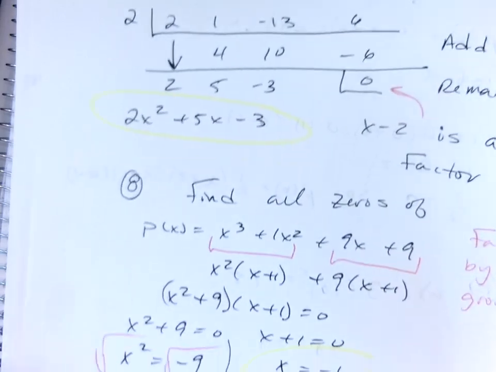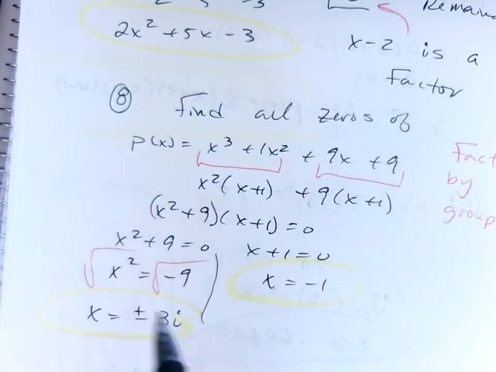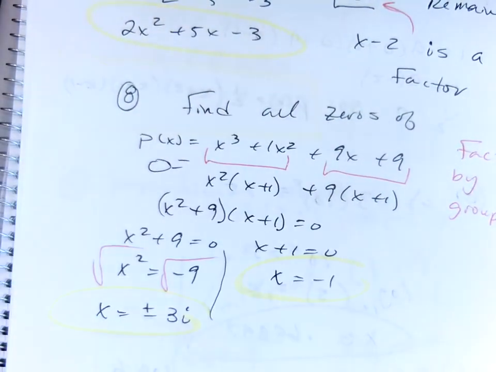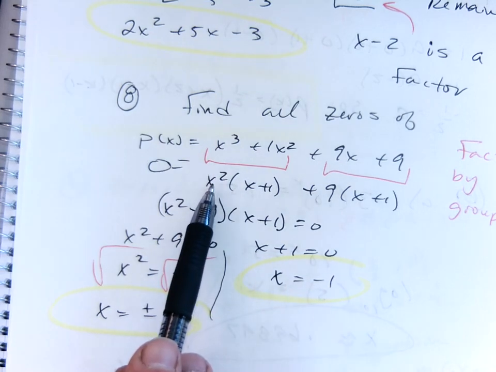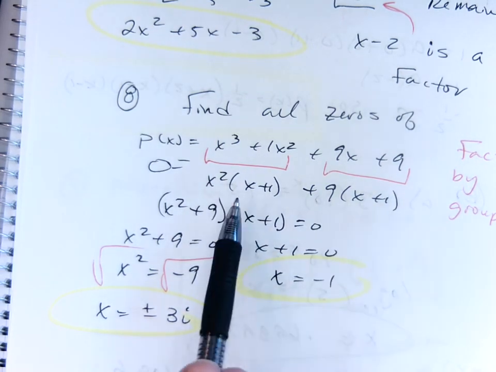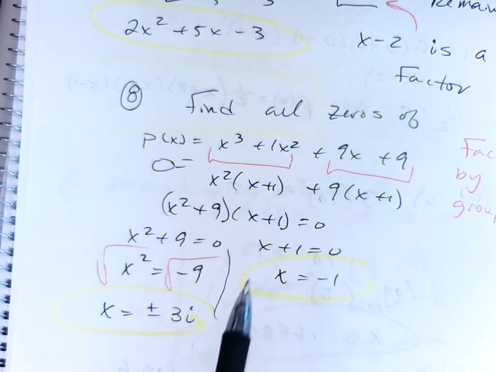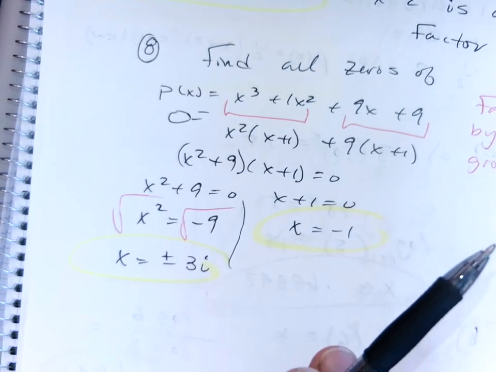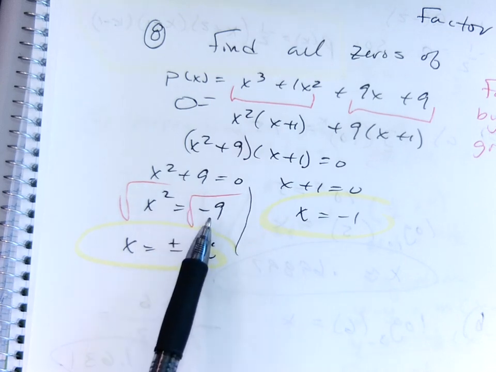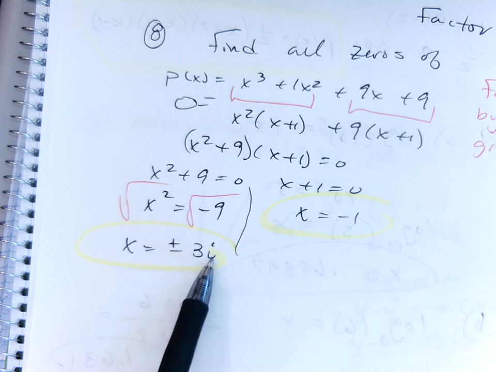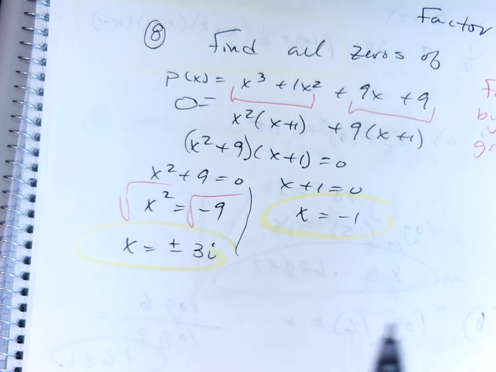Number 8, I needed a factor to find all the zeros, so I set it equal to 0 and I grouped it. I took an x squared out of the first group and a 9 out of the second group. Both groups have an x plus 1 in common, so I pulled that out and was left with x squared plus 9. Then I did my mini equations. x squared equals negative 9, so you take the square root of negative 9, which gives me an i, so plus or minus 3i, and here I get the negative 1.